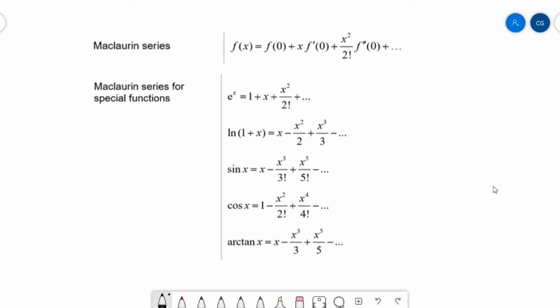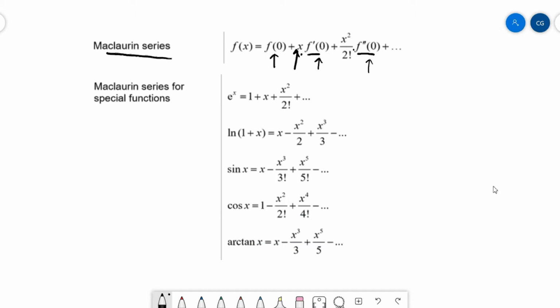So we will evaluate f of 0, this is my first term, plus x times my first derivative evaluated at 0, plus x squared over 2 factorial times my second derivative evaluated at 0. So what we need to do first is, for any type of Maclaurin series, we need to find the first derivative, second derivative, or if it is necessary, the third derivative, and evaluate all of them at 0.